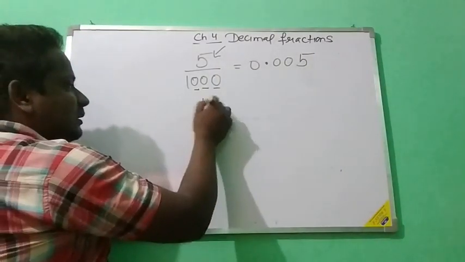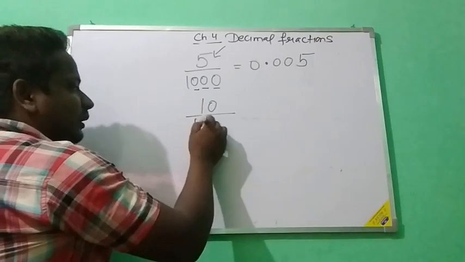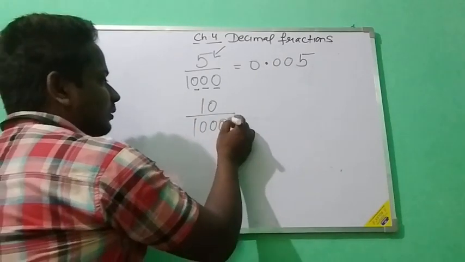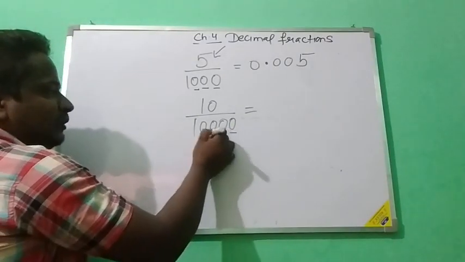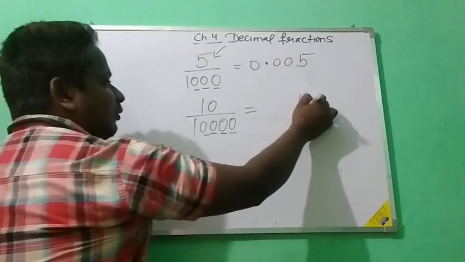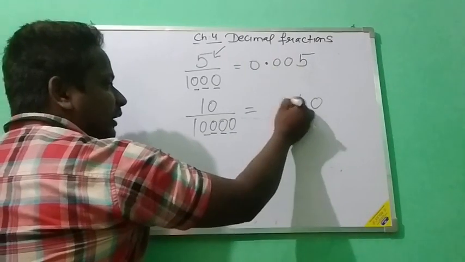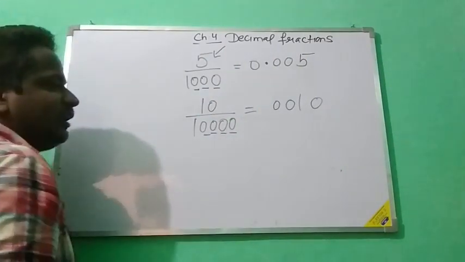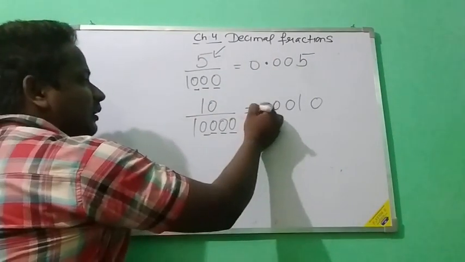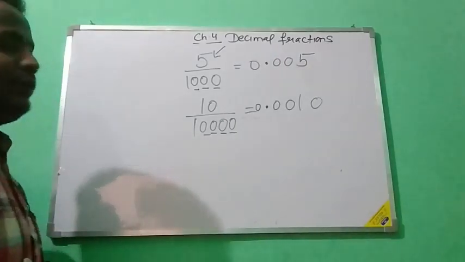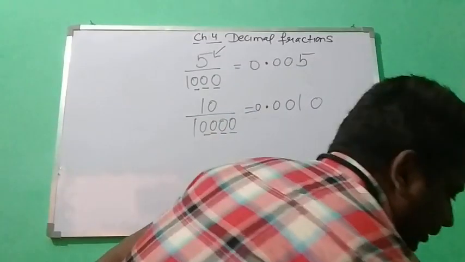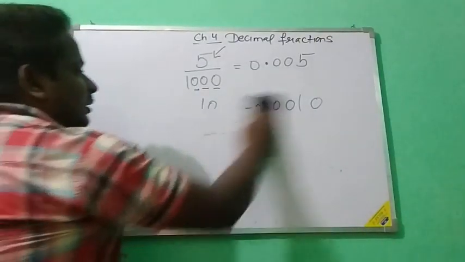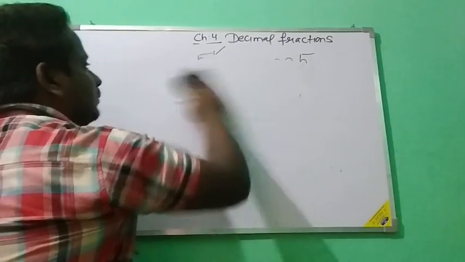Suppose the number is 10 upon 10,000. Count the number of zeros 1, 2, 3, 4, and here you have only 2 digits, so write 2 more zeros on the left side and place decimal. It will become 0.0010. Now take some examples where your denominator is not 10, 100 or 1000.